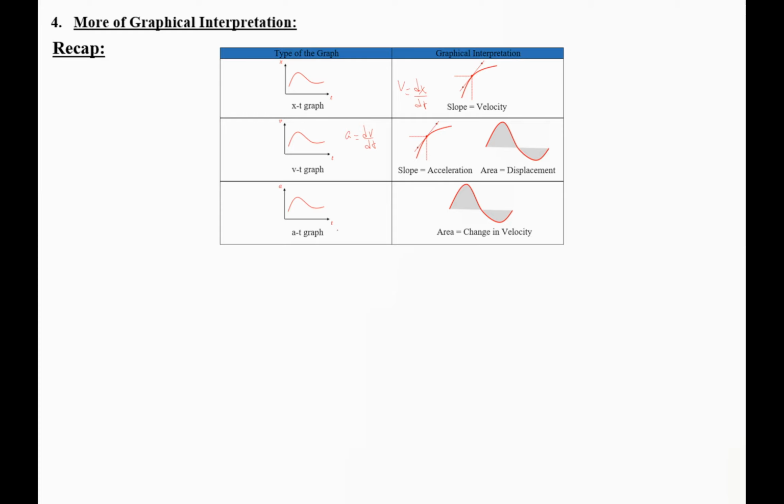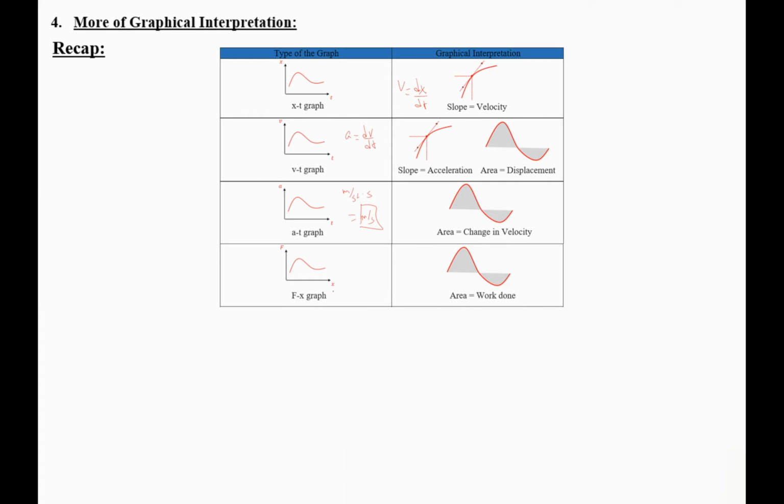Now for an a-t graph, we didn't give any graphical interpretation. However, one thing which is important to mention is that the area under an a-t graph would represent the change in velocity. Why so? Because if you multiply a times t, which is meter per second squared times second, that would give you meter per second. So the area under an a-t graph would represent the change in velocity, and by so we have visited all three types of graphs that we can encounter in kinematics, which is x versus t, v versus t, and a versus t. Now let's continue the plot.